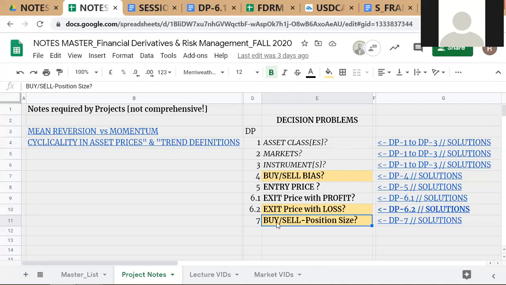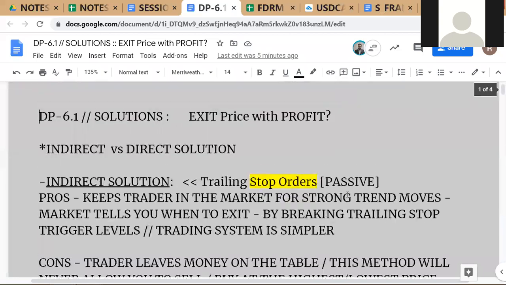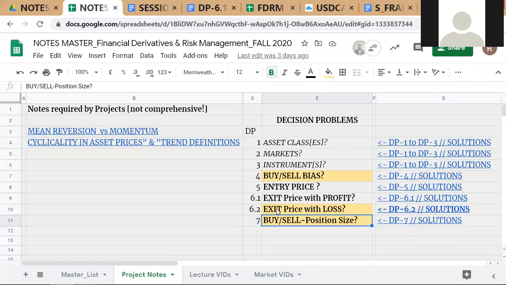Remember, in a bare bones system, you don't need to worry about this. All entries are at market, and you don't need to worry about this, because in a bare bones, very minimalistic system, you use the trailing stop method, and you don't have to solve exit price with profit. You don't have to directly solve it. You solve it indirectly using trailing stops, which means what you're doing is you're actually just using the 6.2 solution on a repeated basis to proxy the solution for 6.1. So that's why we don't highlight this in a bare bone system.